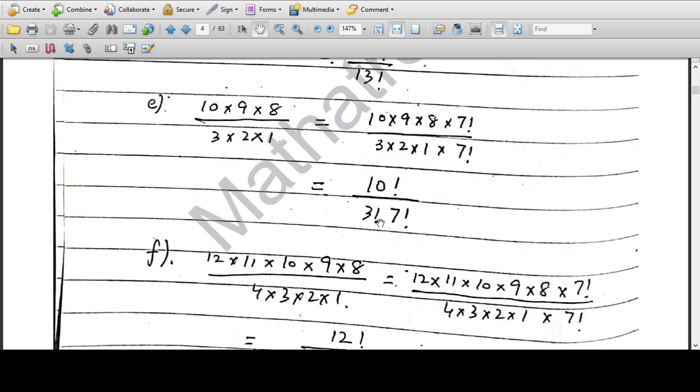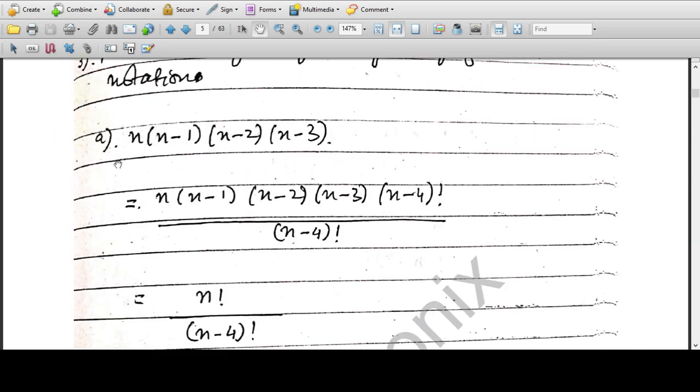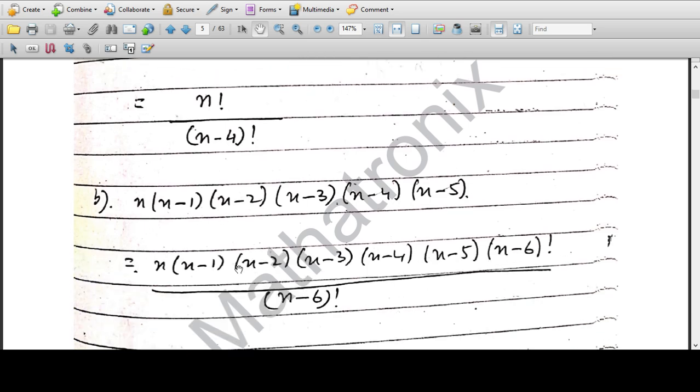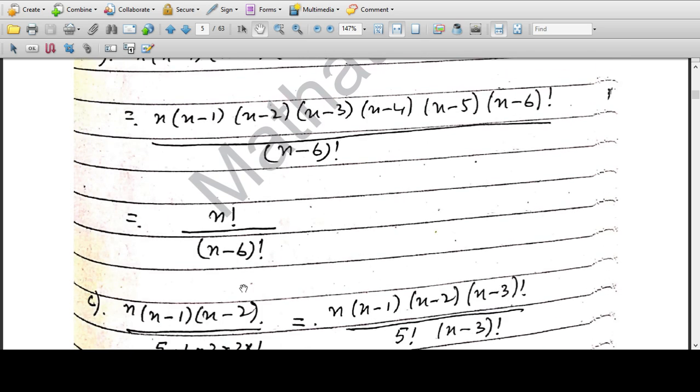Question number 3, part A: n, n minus 1, n minus 2, n minus 3, and if we place n minus 4 factorial in the denominator, we will write n minus 4 factorial in the numerator. This becomes n factorial, and this is n minus 4 factorial. Similarly for n, n minus 1, n minus 2, n minus 3, n minus 4, n minus 5, in the numerator we will write n minus 6 factorial, and in the denominator n minus 6 factorial. So this becomes n factorial upon n minus 6 factorial.